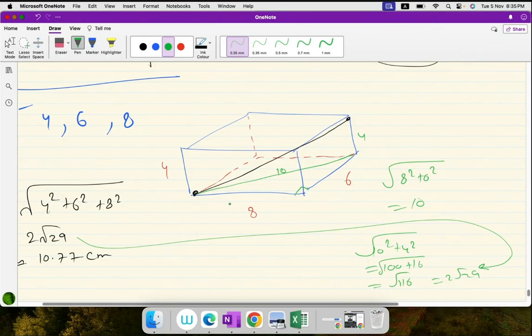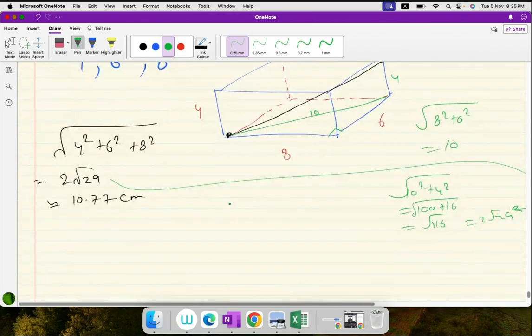So for three sides, whenever they are given to you, for example, if someone gives you that the sides are 4, 5, and 6, we can find the longest diagonal by just applying the square root of 4 square plus 5 square plus 6 square.